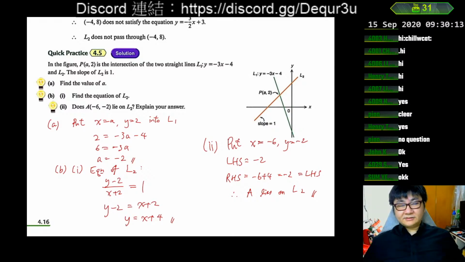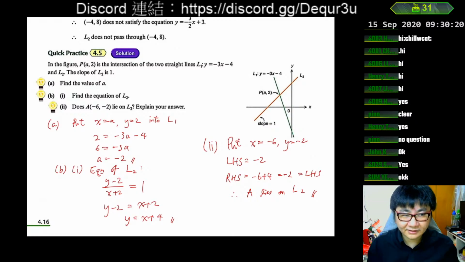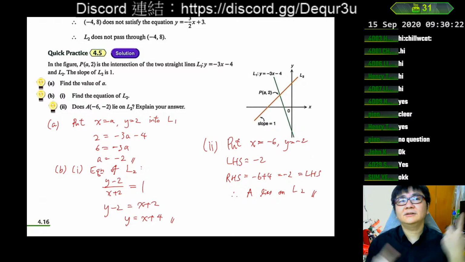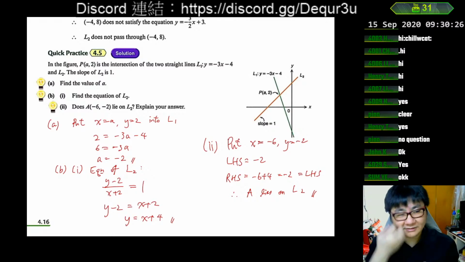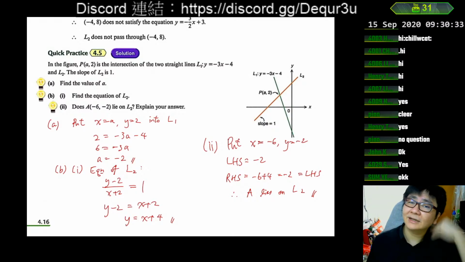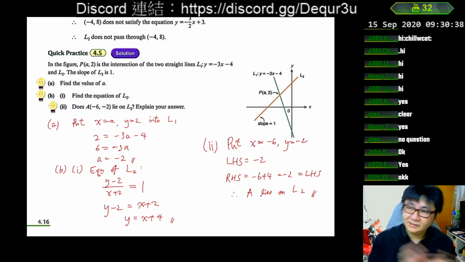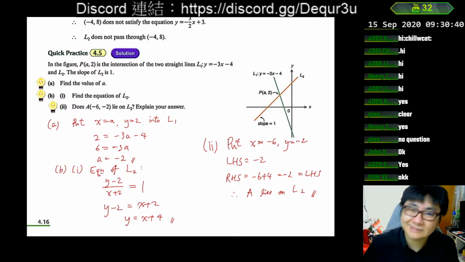Is there any questions? This is one further problem. It is finding information from the equation, and also finding another equation, and also using the equation to help us determine whether points lie on the line. Okay, a first example. For the rest of the whole section, we will see some more examples, which will be next time. Is this okay for this example? For this quick practice, is it okay?